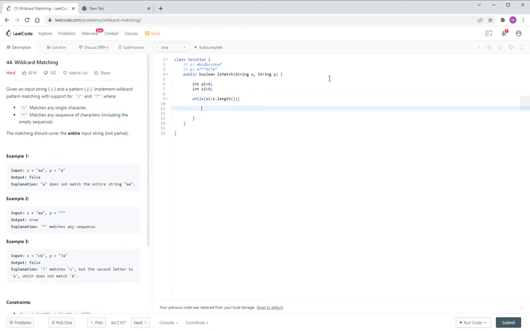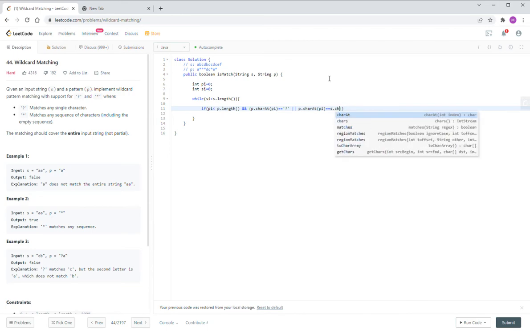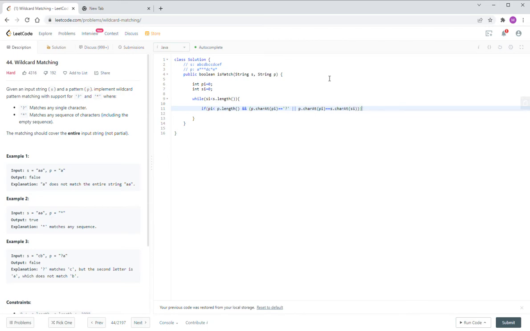And if the pattern pointer is less than the pattern length, and the pattern letter is either a question mark or this pattern letter equals the input string letter, in that case the pattern pointer and the input string pointer both go to the next one.